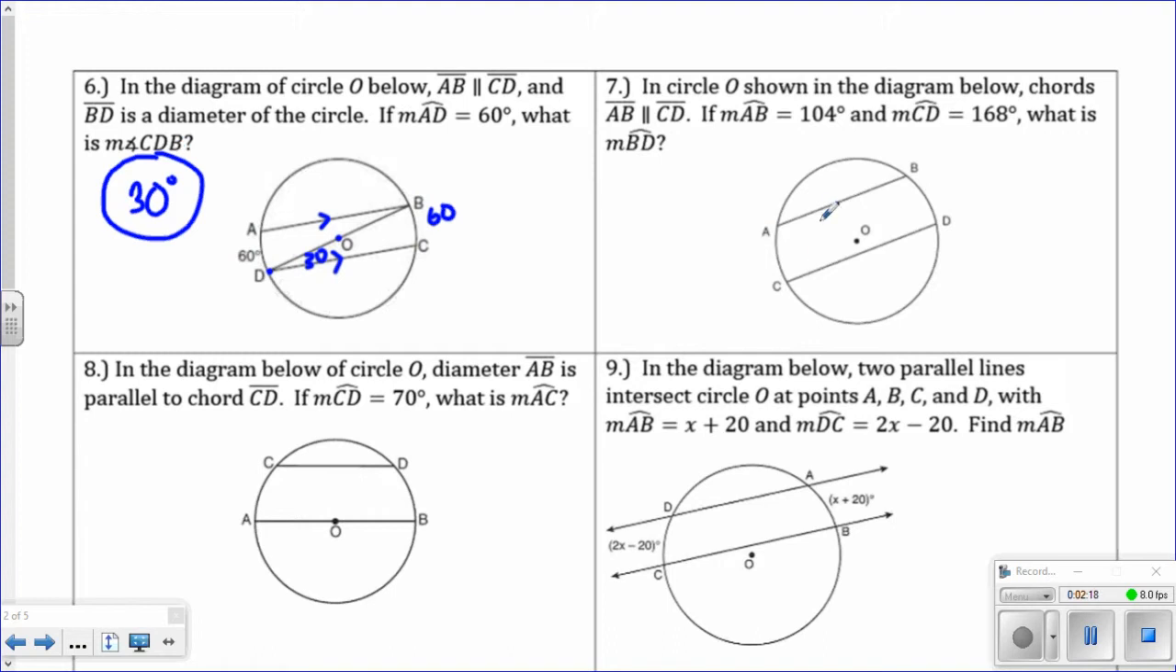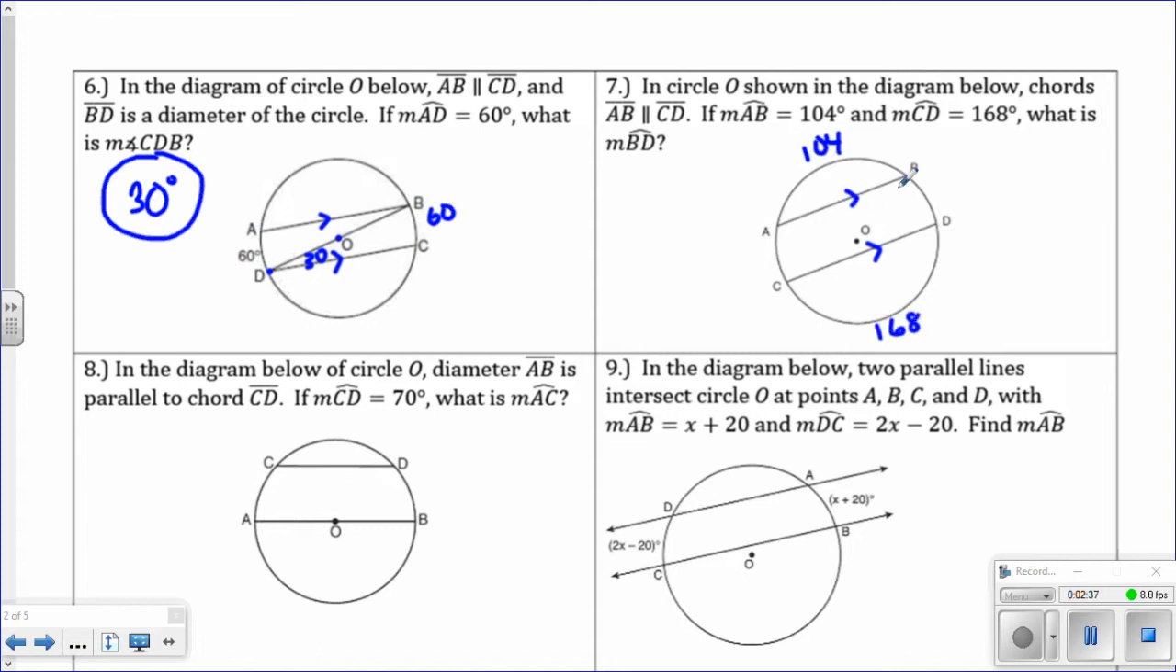And one more here. In circle O, I'm on number 7. Chords AB and CD are parallel. Now this time it is not a diameter, it doesn't go through the center point. If the measure of arc AB is 104 and the measure of arc CD, so over here, is 168, what is the measure of arc BD?